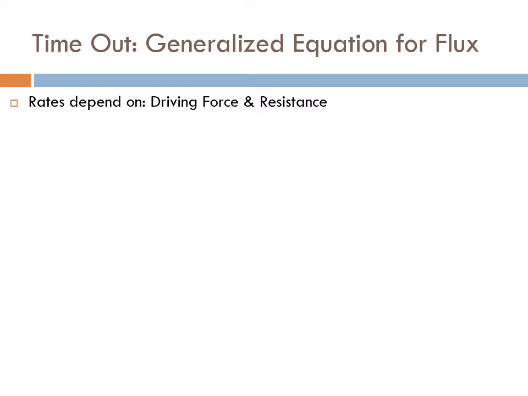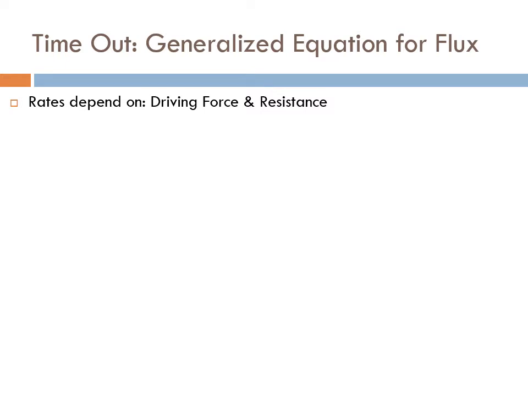Okay, let's take a time out with the generalized equation for flux. So why are we talking about flux? Because flux is a quantity that we can calculate, and it equals rate over unit area, correct? And we care about rates. So that's why we're talking about flux, because rates can be calculated from flux. That is, flux equals rate over area.